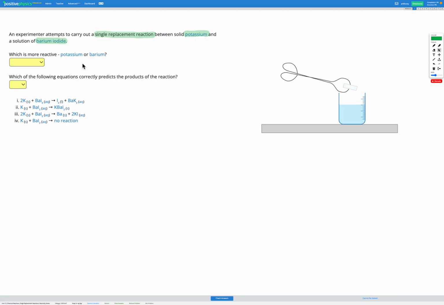So to answer this question, which is more reactive? The answer is potassium. We're then asked to complete the equation to show what would be the products of the reaction. So the first part of the equation contains the same elements each time. We have K, which is potassium, and we have barium iodide, BaI2. And we're trying to predict what will happen next.